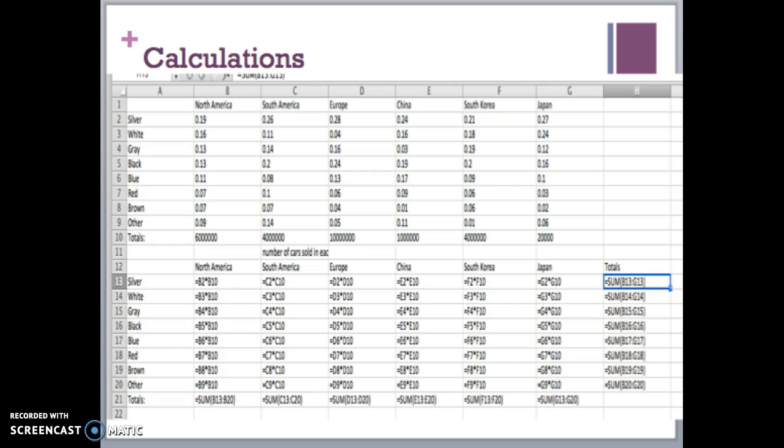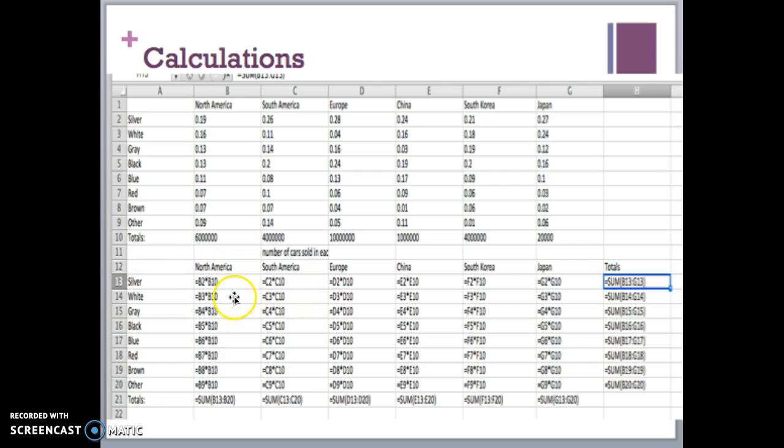I then used the product equation in Microsoft Excel, and I multiplied the percentage by the total number of the region. So for instance, in North America, 0.19 or 19% of the cars were silver. So I multiplied that by 6 million.